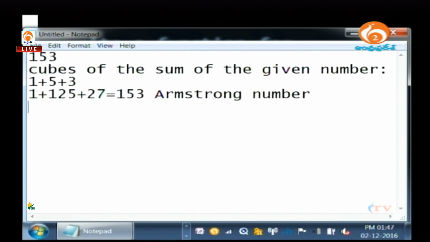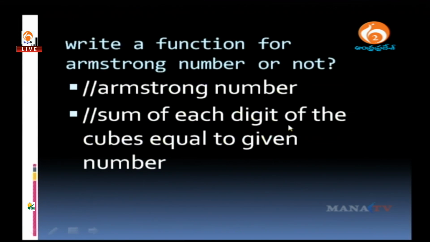This is the logic behind this program. First of all, we need to extract each digit: 1, 5 and 3. Once we extract each digit, we need to take the cube of each digit and store it into one variable. Then we will get the Armstrong number. That is what we are writing here.